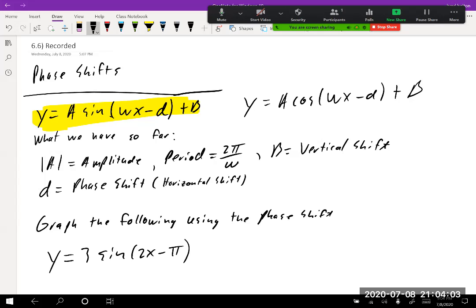So what we know so far is that the amplitude is the absolute value of a, the number in front of the sine. We know that the period for sine and cosine is 2 pi divided by omega. And we know that the vertical shift is the plus b or the minus b, whatever it is. You go up 1 or down 3 or whatever. We now are going to bring something else into the fold, and we're going to talk about a phase shift, or basically a horizontal shift.